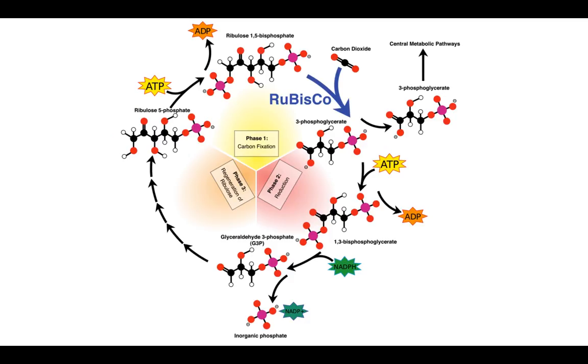The next slide is simply a recap of the whole Calvin cycle in general. As you can see, carbon fixation is phase 1, phase 2 is reduction, and phase 3 is regeneration. And you can see all the byproducts, such as the ADP, and ATP being produced.